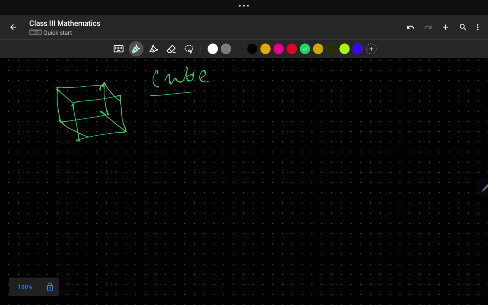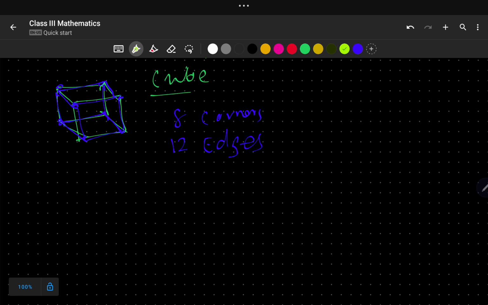Suppose how many corners are there? You can see the corners are clearly visible here. 1, 2, 3, 4, 5, 6, 7, 8. So there are 8 corners. Now you can see how many edges are there. 1, 2, 3, 4, 5, 6, 7, 8, 9, 10, 11, 12. There are 12 edges. And how many faces are there?